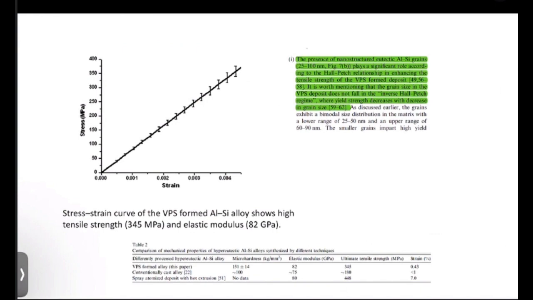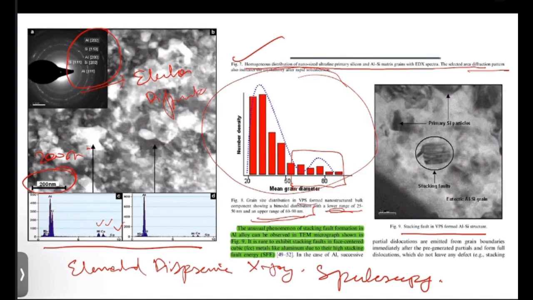Now, figure 9 explains the stacking fault in the VPS formed aluminium structure. We can see there are some faults. As usual, TEM is used, and this whole region is the eutectic aluminium silicon grain.